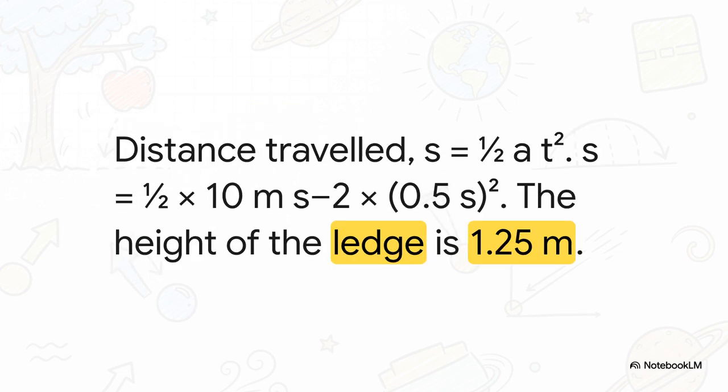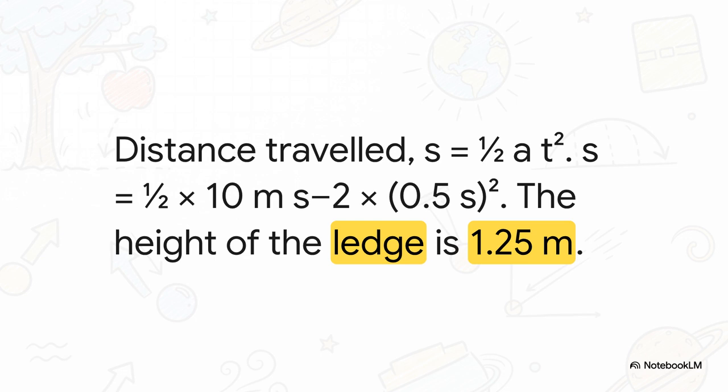To find the final speed v, the equation v equals u plus gt looks perfect. So let's substitute our values. v equals 0 plus, in brackets, minus 10 times 0.5. This gives us v equals minus 5 meters per second. Now the negative sign just tells us the velocity is in the downward direction, which makes sense.